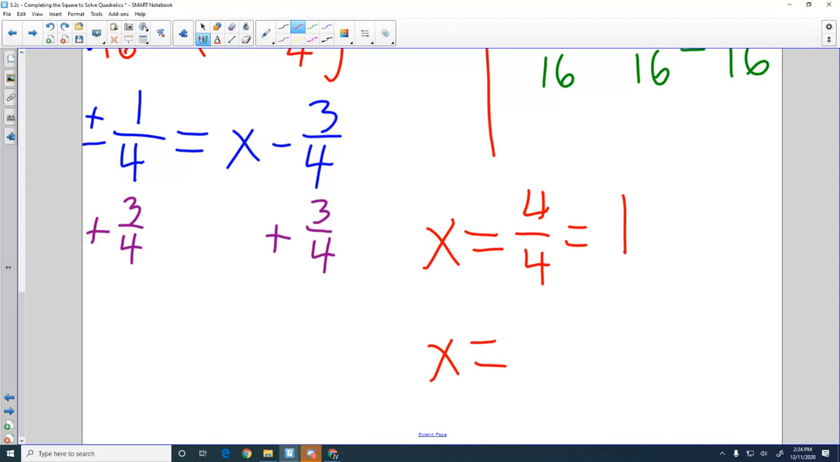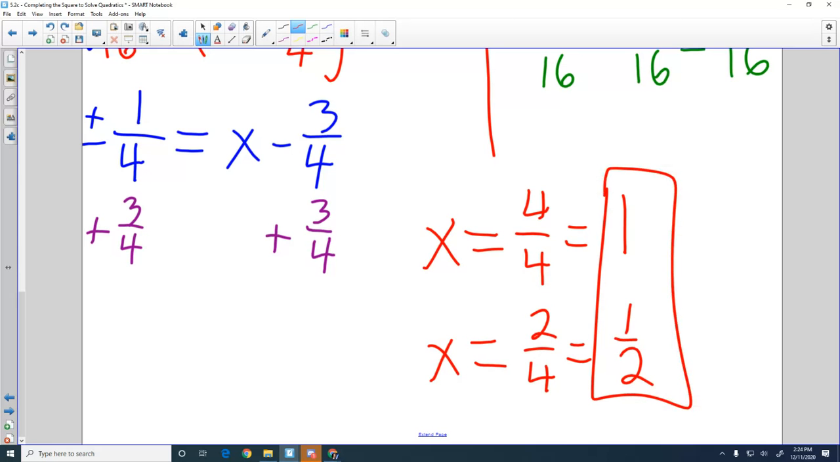What about negative 1/4 plus 3/4? Negative 1 plus 3 is 2, which simplifies to 1/2. So those are your answers, 1 and 1/2.